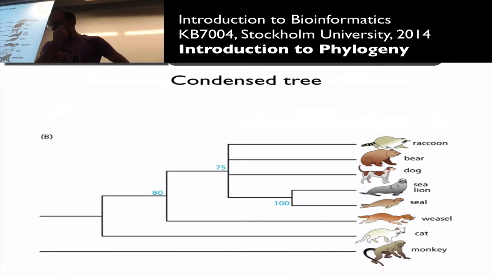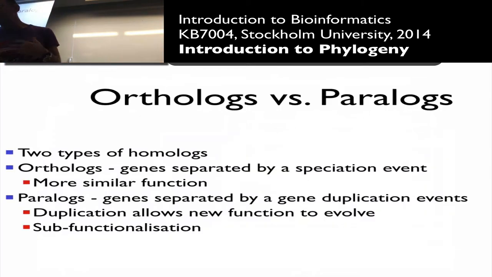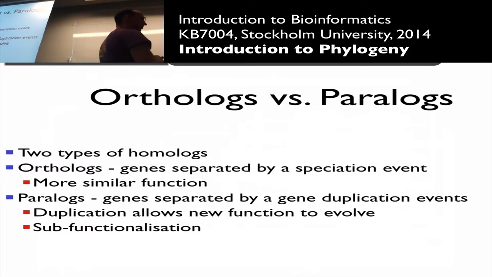But there was also this case of gene duplication. So homology can exist in many ways. You can have homology between genes that have been duplicated and also between genes that have been separated by species. They're all homologous. And there are two different words for this that are important to know. They are called orthologs and paralogs.